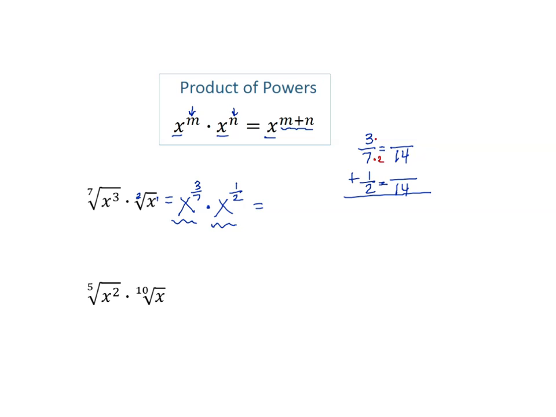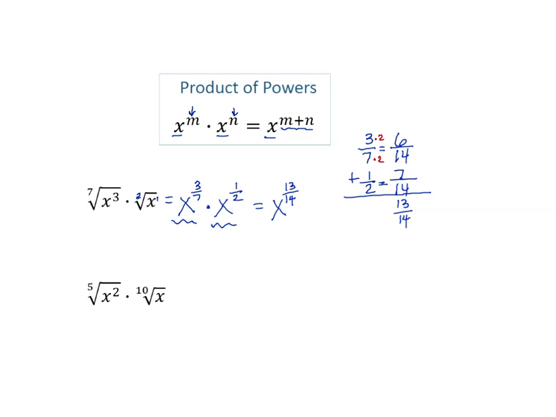I know that 7 times 2 will get me 14, so I need to multiply by 2 up here. And then on the bottom, 2 times 7 is 14, so 1 times 7 will give me 7. So when I add them together, I get 13/14. So this would be x to the 13/14. And it doesn't say, actually there are no instructions.